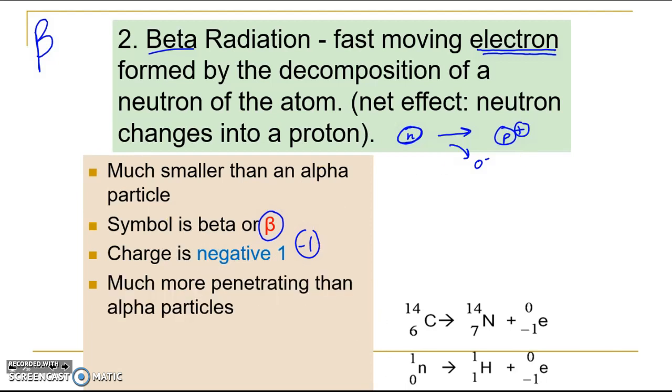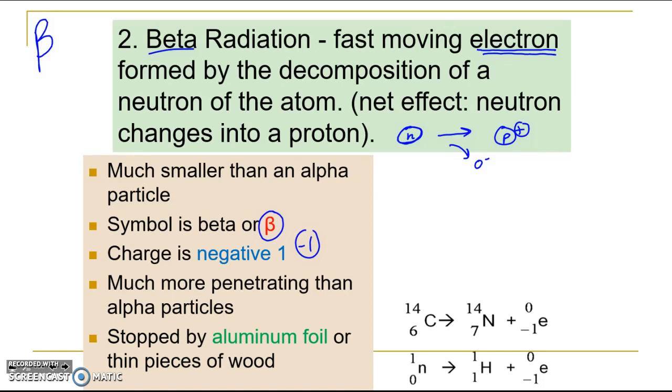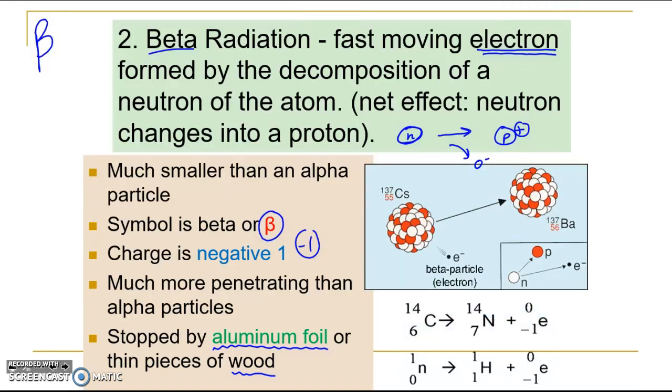Much more penetrating than alpha particles, which means it is more dangerous. It can be stopped by something thicker. Remember, alpha can be stopped by paper, but beta needs something a little stronger, like aluminum foil, okay, or a thin piece of wood, really. But something thicker than just a small sheet of paper, all right? So here's a picture. Let's check it out.